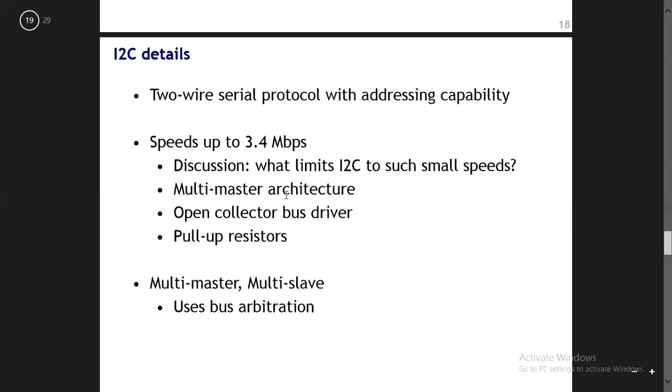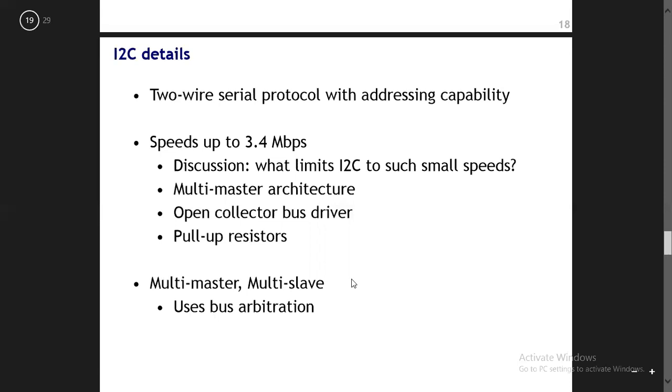Another very important aspect of I2C, when we compare it with SPI, is that it's a multi-master architecture. If you remember, when we were discussing SPI, it was mentioned that it can only have a single master on the bus at a time. In contrast to that, this is a multi-master architecture. Open collector bus drivers and pull-up resistors are more towards the hardware side, so we don't have to care much about this for now. So it is multi-master, multi-slave, and uses bus arbitration.